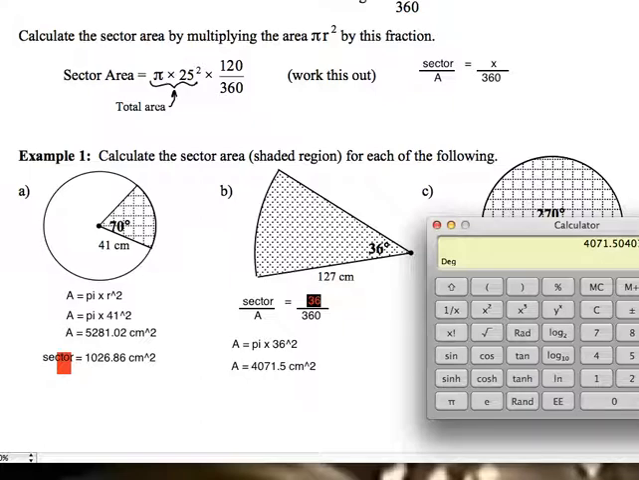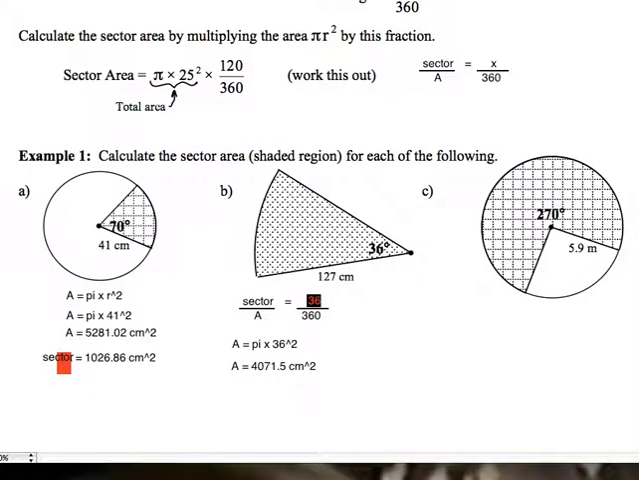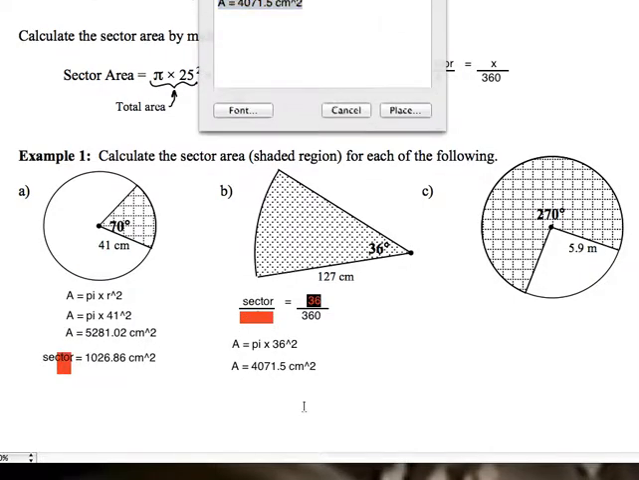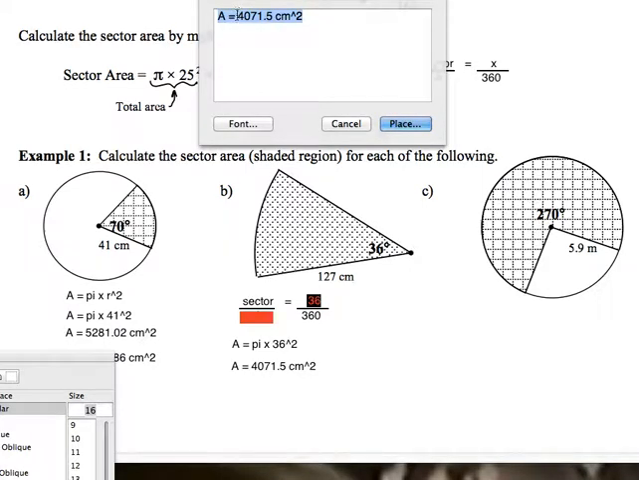And now in order to find the sector area, I plug in the numbers that I know. I already figured out that 36 up here is the central angle. And now that I figured out that the area is 4,071.5, I can put in the area that I just found, 4,071.5 centimeters squared.